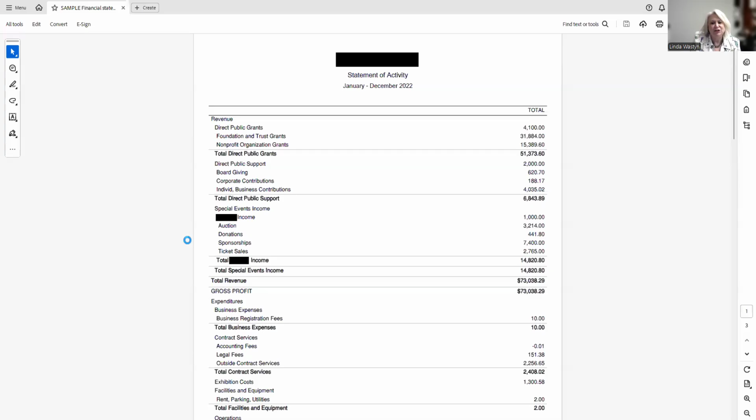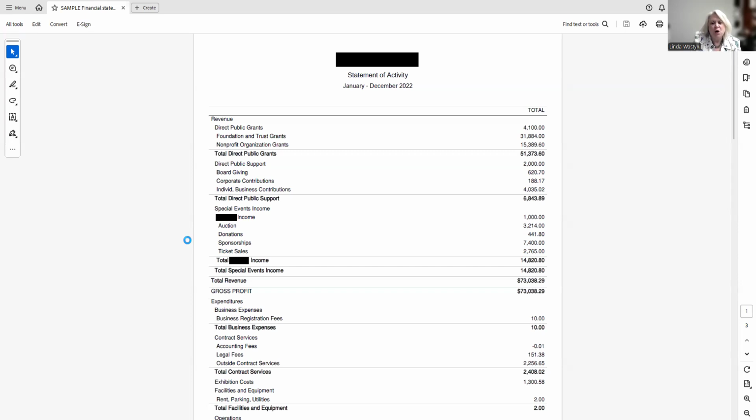This week we're talking about financial statements, how to read them and what they mean. So let's dive in. Let me share with you a sample of a financial statement that has been anonymized to take away the identity of the organization. But this is a true financial statement.